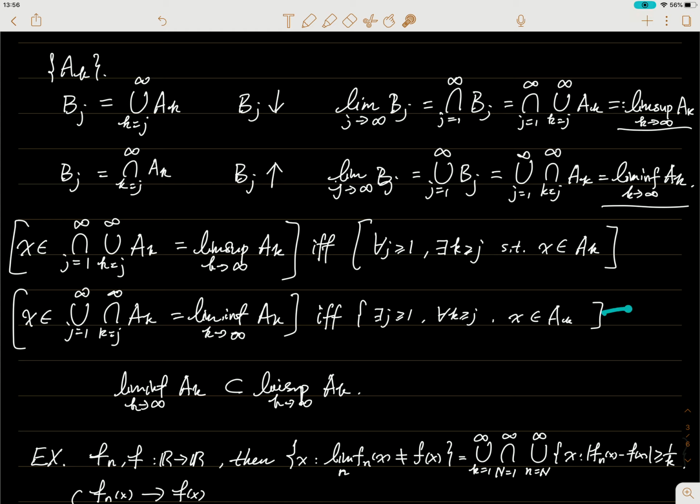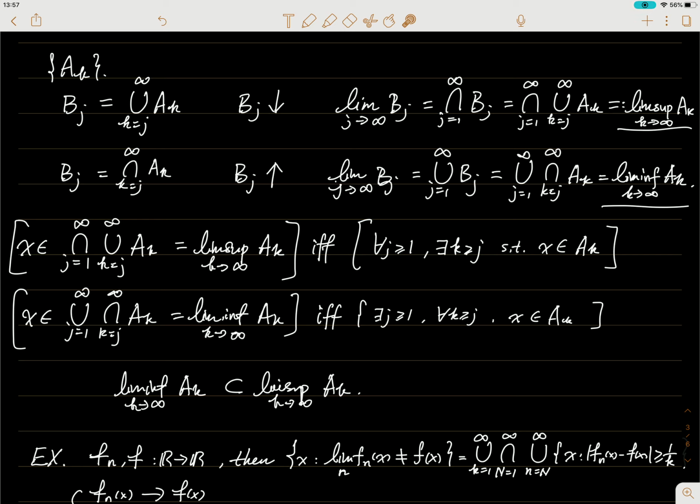Now we compare to this one. This means that starting from some j, the x must be in all those ak's after j. So that means x needs to be in aj, aj plus 1, aj plus 2, and all of them. So this is different from the one here, right? You can see that you have a1, a2, a3, a4, a5, but up to some point, x must be in everyone after that.